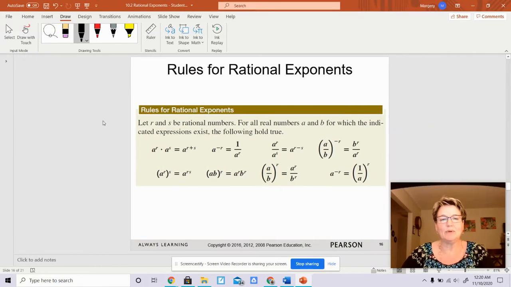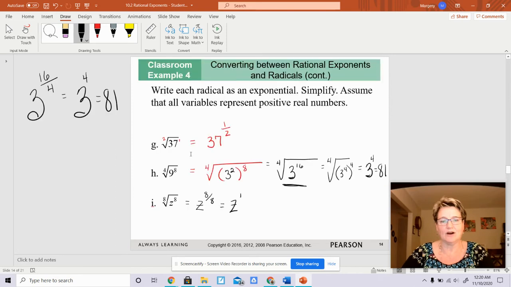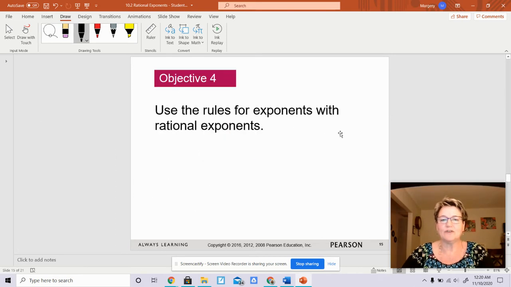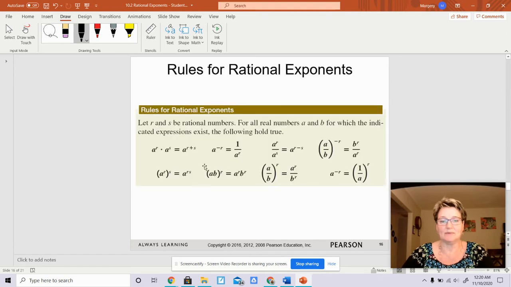All right, we're doing 10.2 lecture video C. These are rules for exponents with rational exponents. Remember, these are the rules for rational exponents.